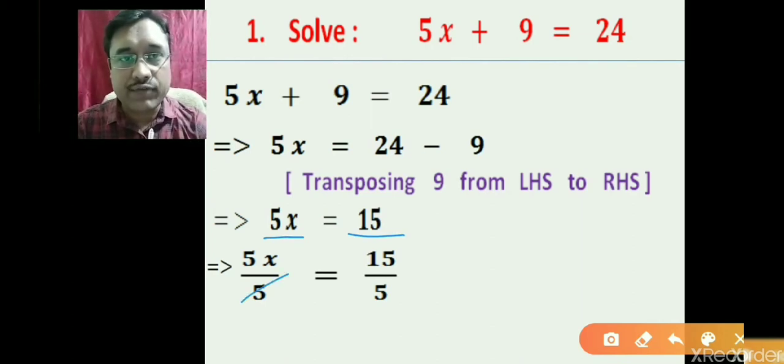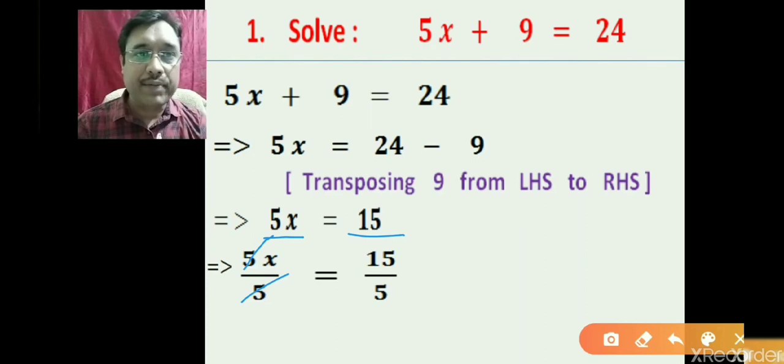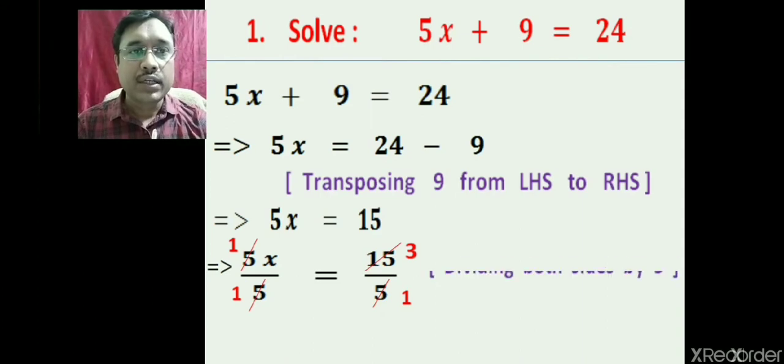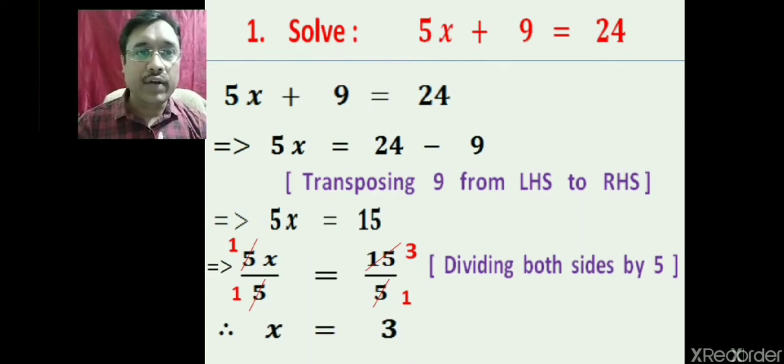To cancel this 5, 5 into 1 time on the left, and 5 into 1 time on the right, then 5 into 3 times is 15. That means the step here is dividing both sides by 5. Therefore x equals 3. Cutting the 5 from the left side, we can say x equals 3. This is the solution of the given linear equation.